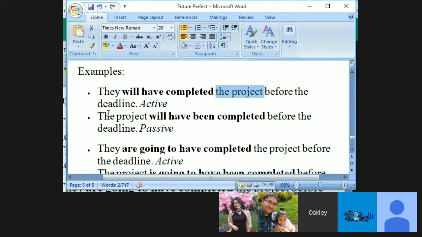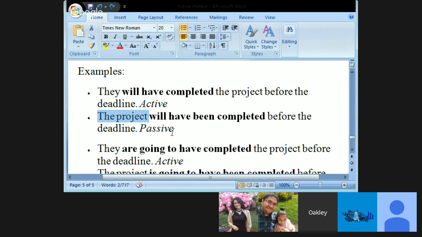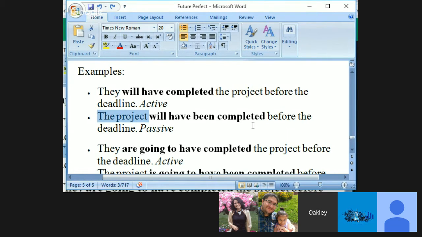Okay. In a passive sentence, the project now becomes the subject, and the action happens to the subject. The project will have been completed before the deadline. Notice there's no they here. That's because I use the passive because I don't care who does the action, or it's obvious who does the action, or I don't even know who's going to do the action specifically.